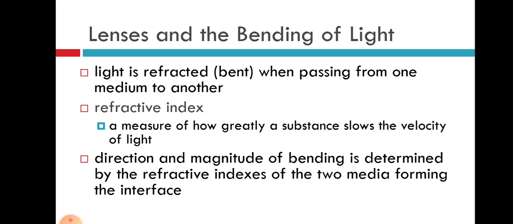Before getting into the details of the microscope, we have to understand what a lens is and the bending of light. Light is refracted or bent when passing from one medium to another, that is from air to glass, which is known as refractive index. Refractive index is a measure of how greatly a substance slows the velocity of light. Direction and magnitude of bending is determined by the refractive indexes of the two media forming the interface.